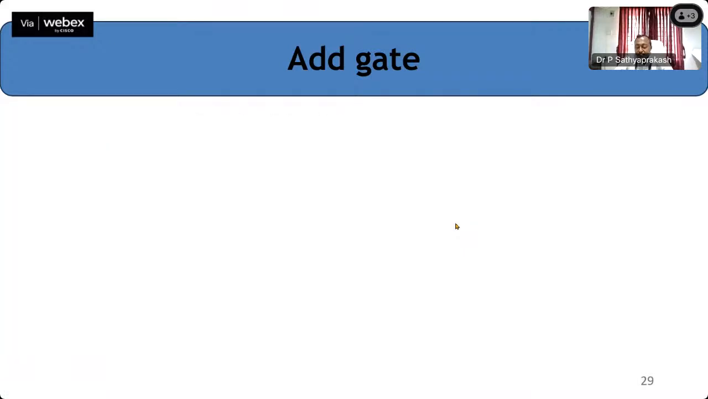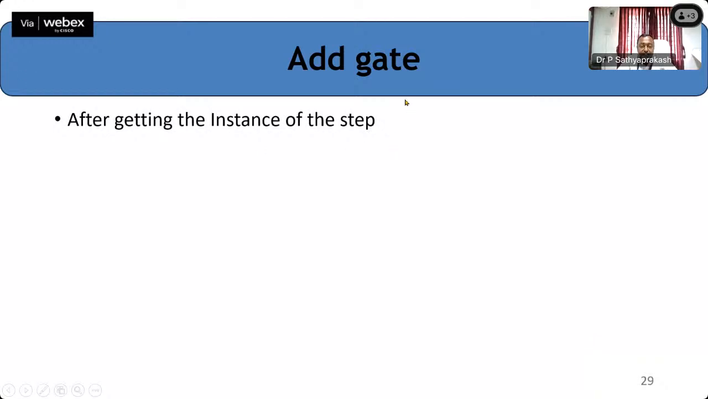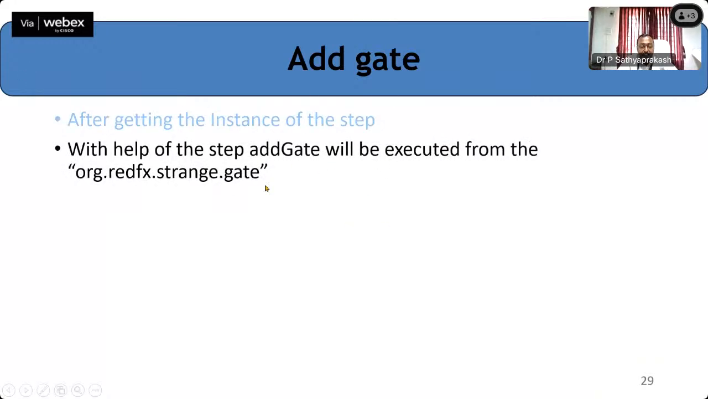Right, now what have we acquired in the third step? Environment is there, program is there, step is there. Now with the help of step we can add gates. Suppose we are going to use the Pauli X gate. What is the previous step required in order to have a gate? Step dot, let me leave it to you, I will explain. There is a function called addGate. After getting the Step instance, we need to go for addGate. Where is it available? It is available under the package org.redfx.strange.gate.